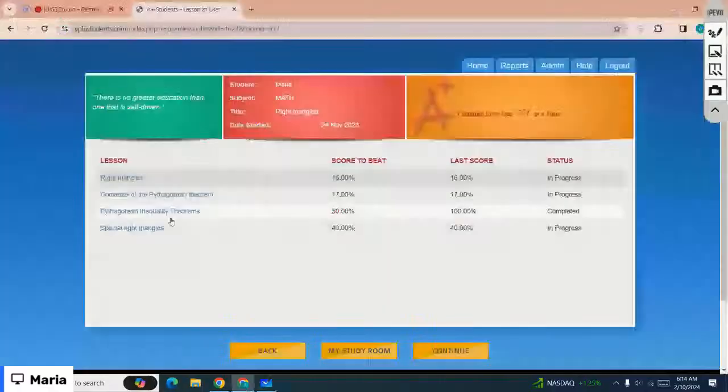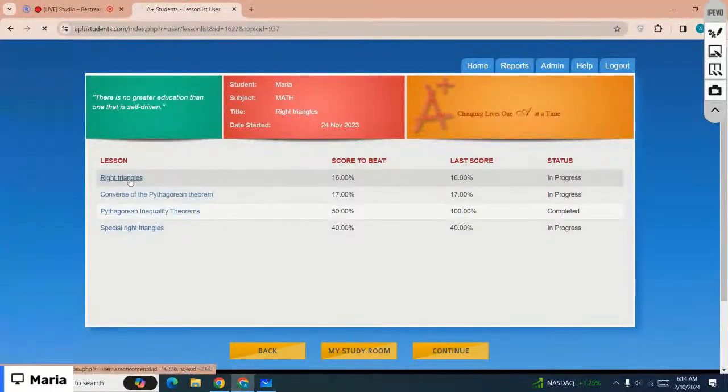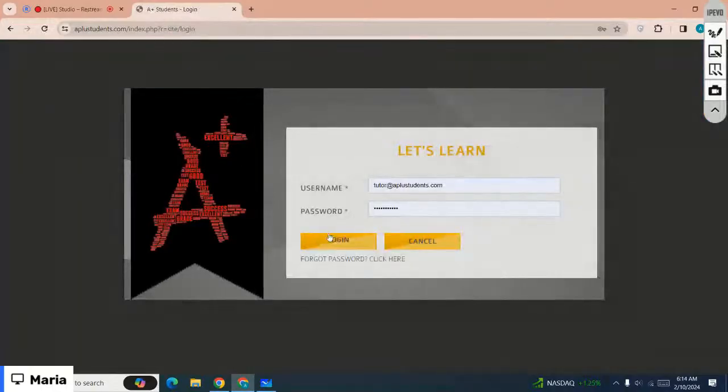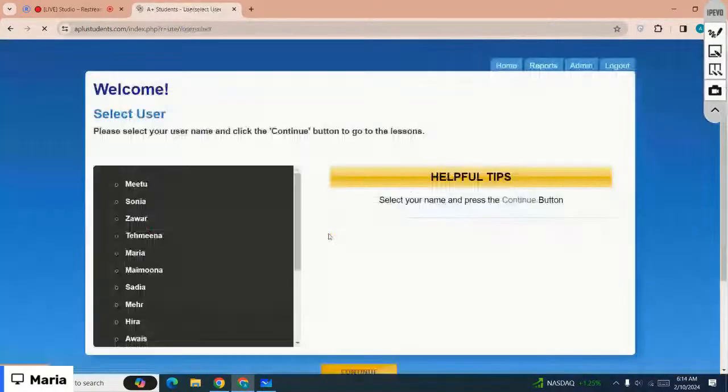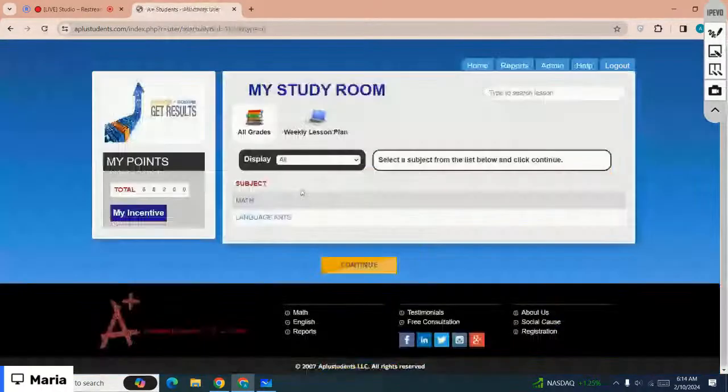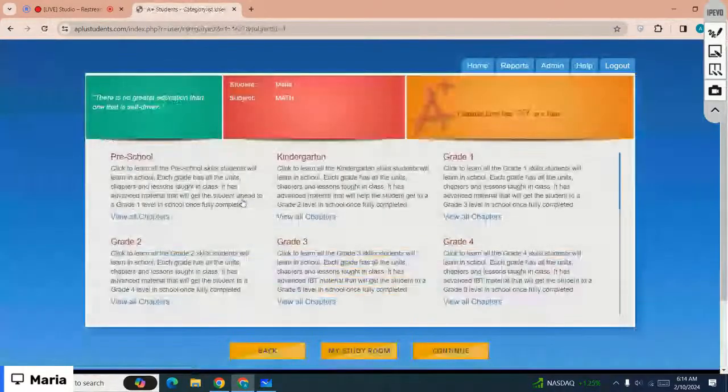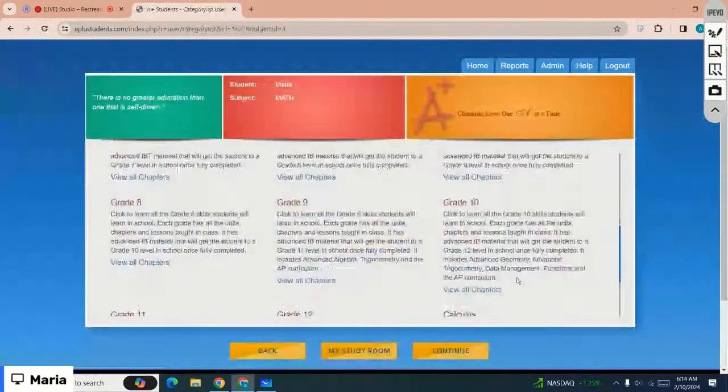Okay, here I am on grade 10 math. The chapter we're working on is right triangles. Let's just start with the lesson right triangles. So basically we're going to see how we solve right triangles.